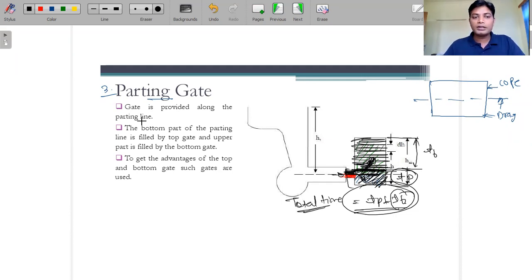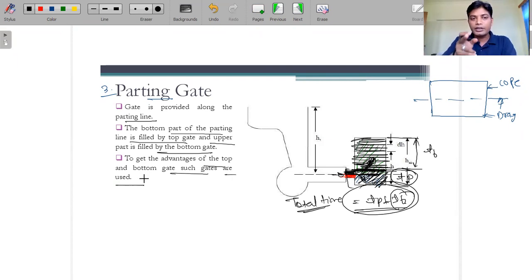Okay, so the point written is that the gate is provided along the parting line. The bottom part of the parting line is filled by the top gate, and the upper part is filled by the bottom gate, that we discussed. To get the advantage of the top and bottom gates, such gates are used if you want to fill a mold cavity which is of great height, meaning larger in length. Then we can use this one.